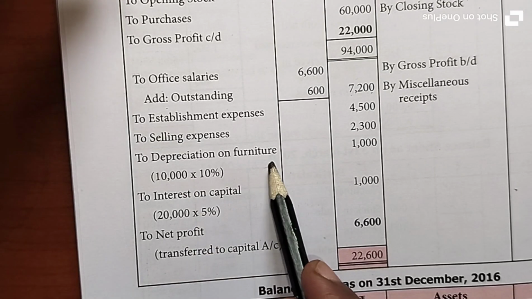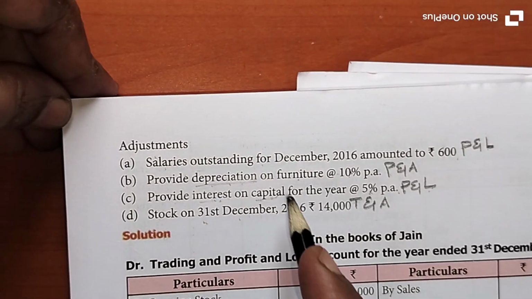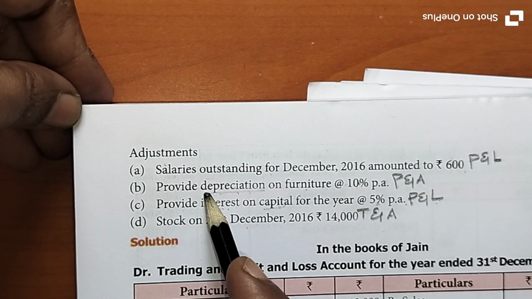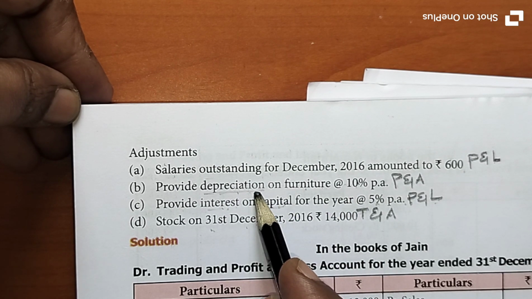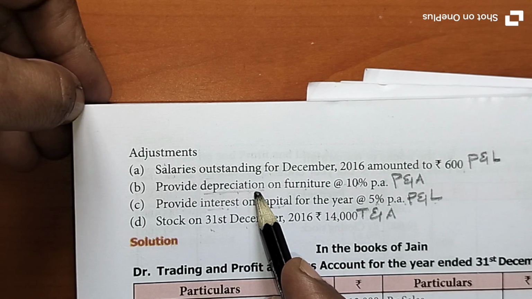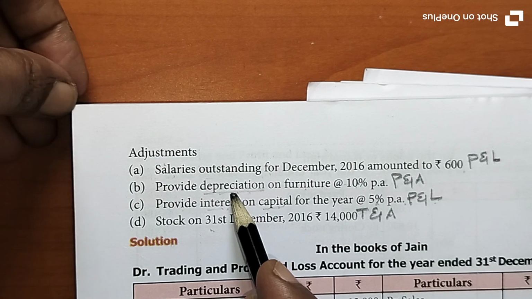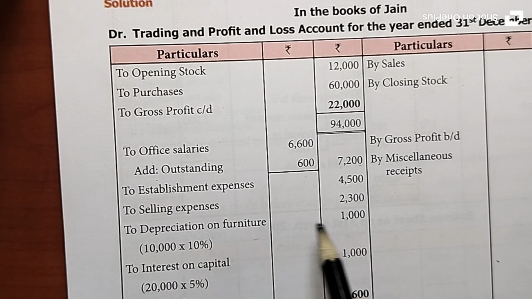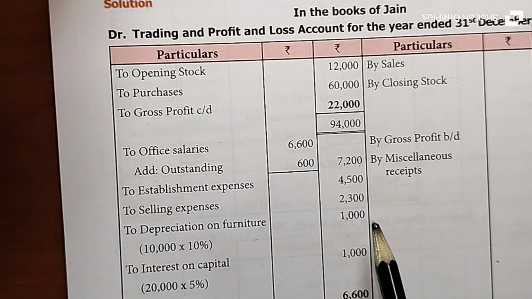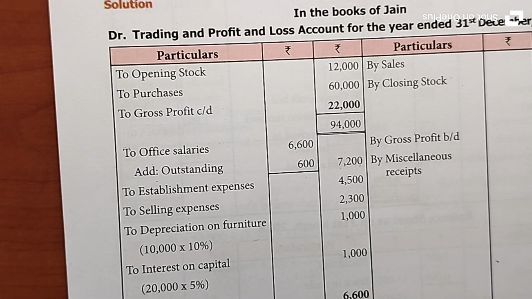And depreciation on furniture, we have the depreciation. Already I told you depreciation is the loss for the company, so all the losses are to be debited on the profit and loss account as per the format of the profit and loss account. Depreciation 10% we have to enter on the debit side of the profit and loss account. So depreciation, furniture, how much rupees?